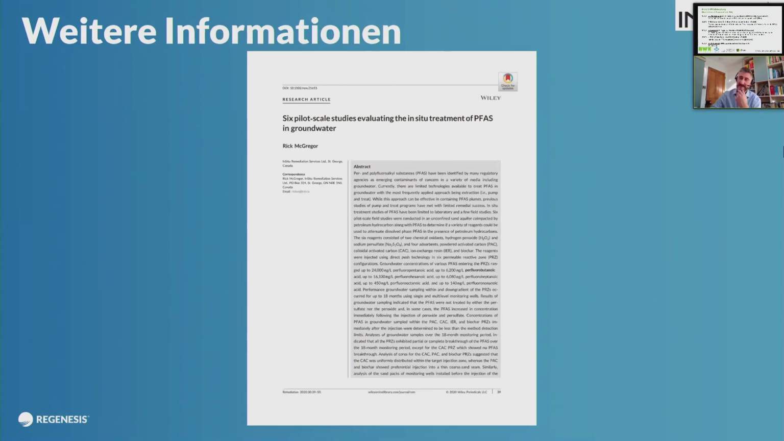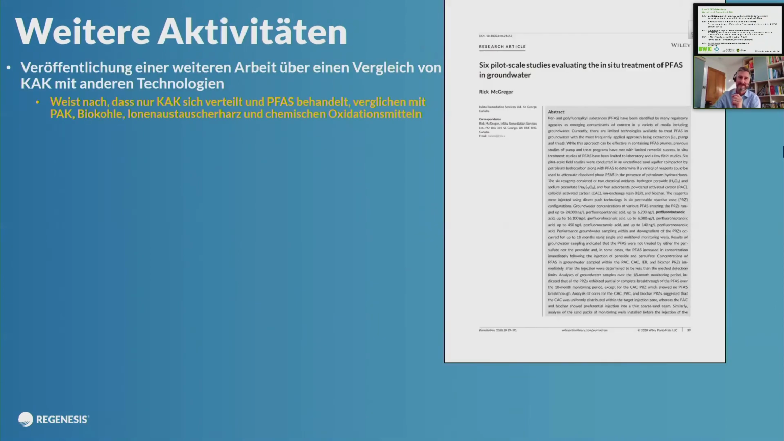There is a paper on this that you can go online and have a look. It's a really interesting paper. It doesn't answer all the questions. It probably poses more than it answers, but it's an interesting development in our understanding of treatment of PFAS.